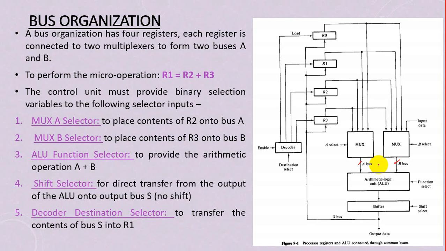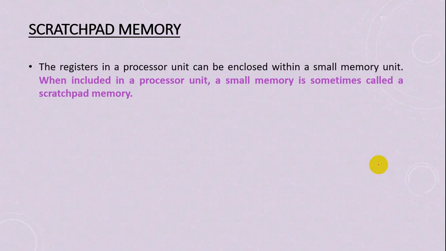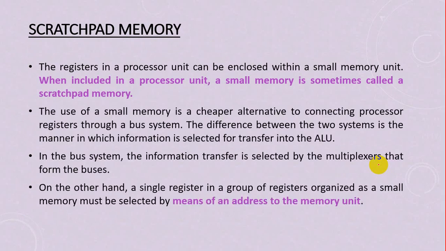Okay. Now the second one is the SCRATCHPAD memory. What is SCRATCHPAD memory? Look over here. This is the SCRATCHPAD memory. In the SCRATCHPAD memory, what do we do? In this case, we don't use separate registers like R0, R1, R2, R3, R4. We use a single piece of memory, and each cell of the memory is treated as a register. For example, this will be treated as a register.